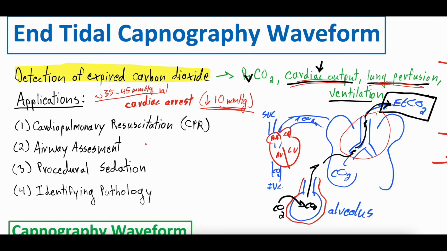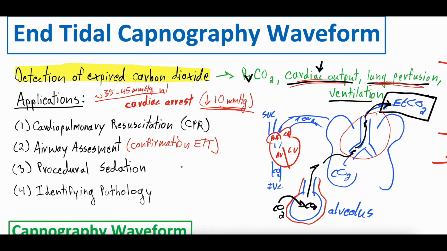If I intubate a patient, put a breathing tube, an endotracheal tube, into their trachea, end-tidal CO2 is a way to confirm placement, right? So confirmation of the endotracheal tube, because you should see, as we'll talk about, a nice normal waveform if that endotracheal tube is in the trachea in the right place.